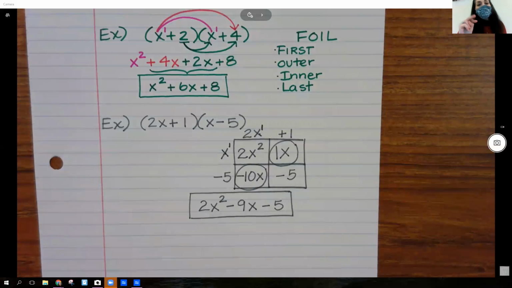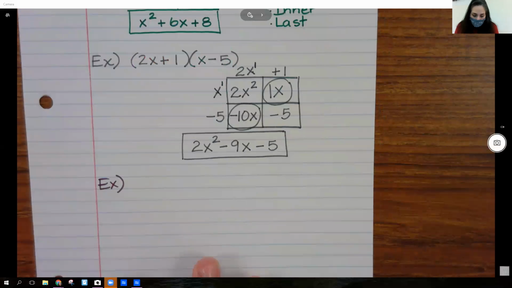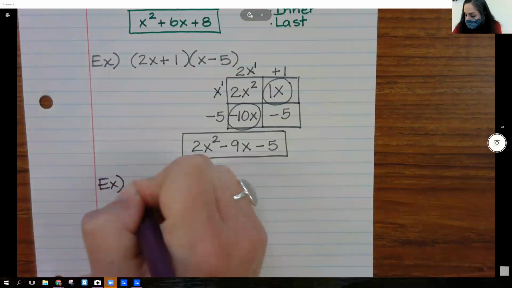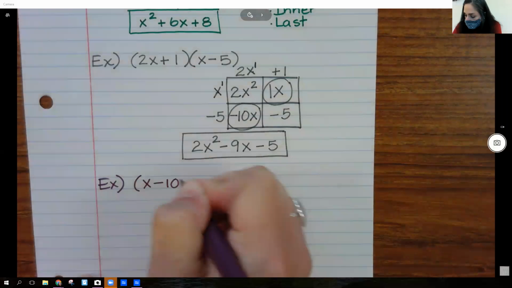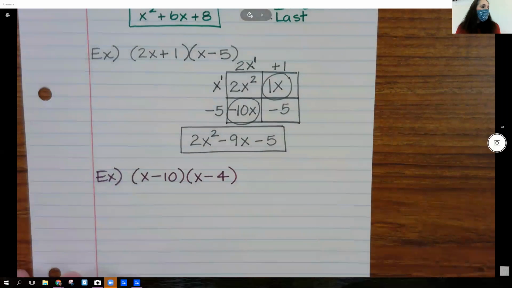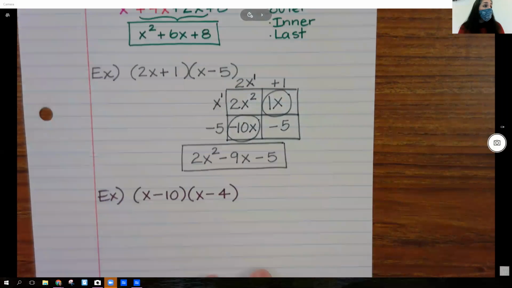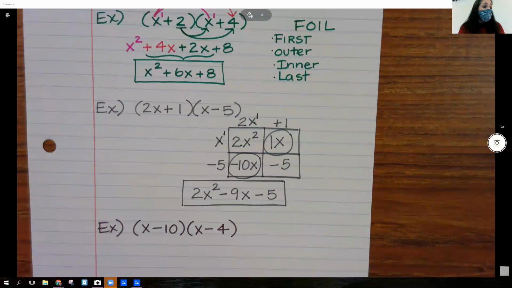So I have 2 examples left for this Zoom call, and then we can take a look at the homework and get you started on the homework, okay? So try this one by yourself, okay? And then I'll check back with you in a minute or so, and we'll go over it. Okay? Try that example. You can use box method, or you can use the foiling method with the distributive property.